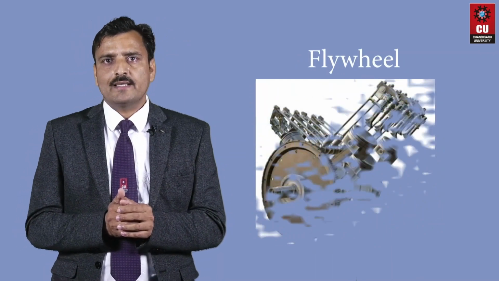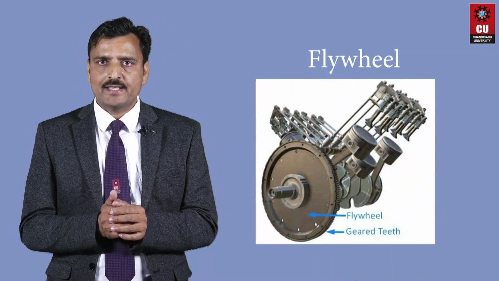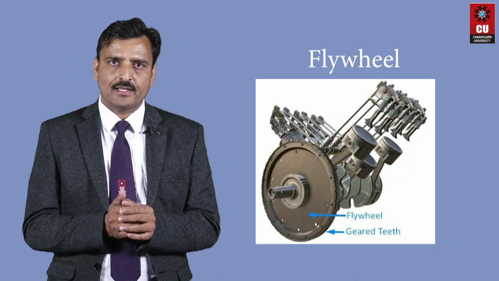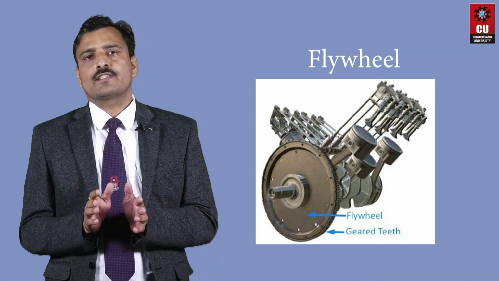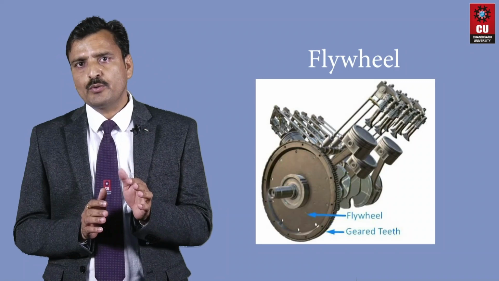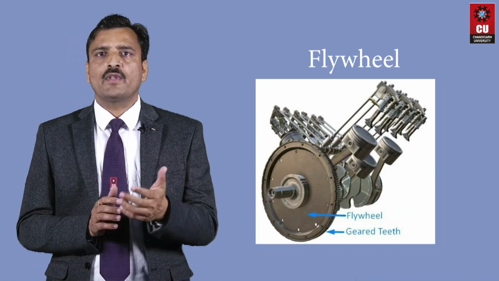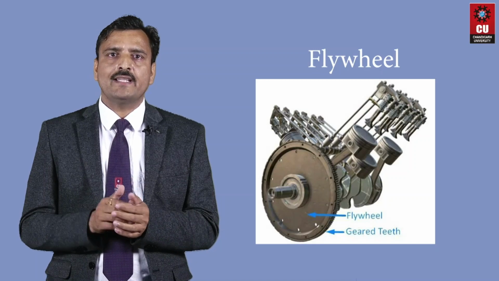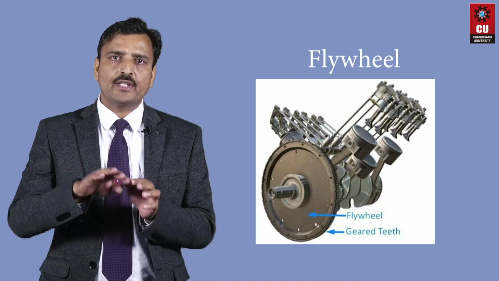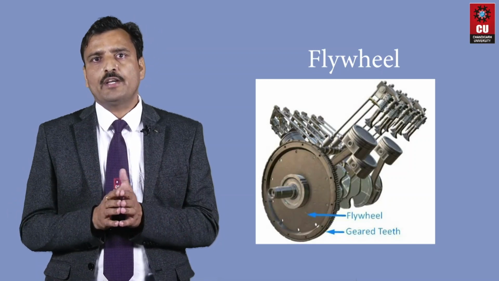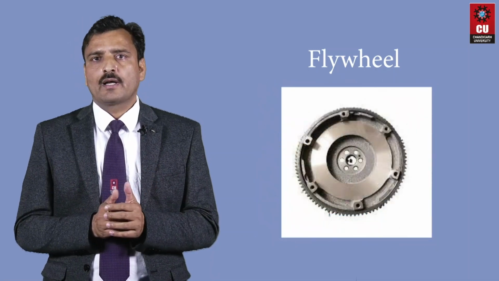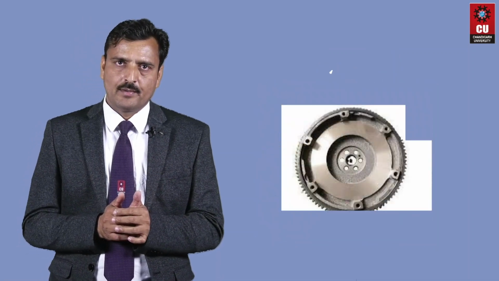The next part of the IC engine is the flywheel. A flywheel is a circular shaped device that is used in the IC engine to store the energy produced by the engine during the power stroke, and to provide this energy as kinetic energy to the engine during the other 3 strokes. It maintains the speed of the crankshaft constant.